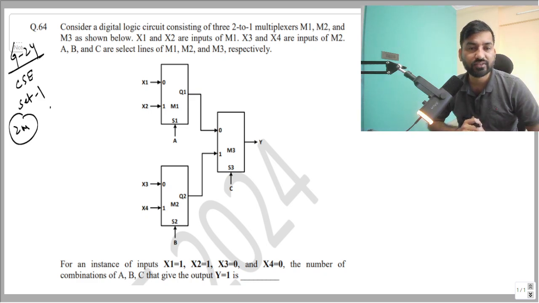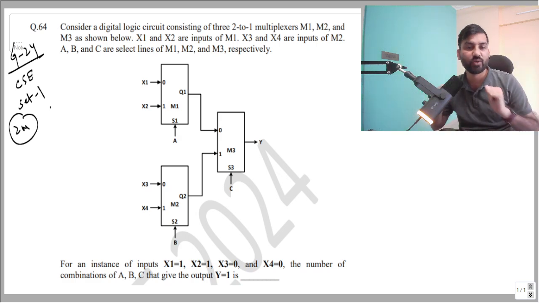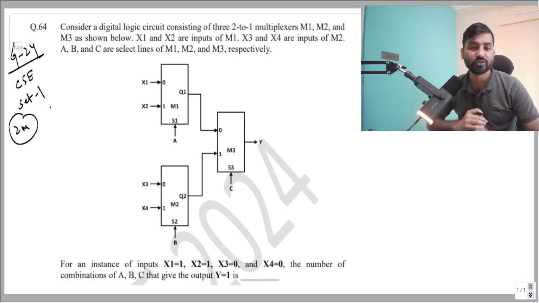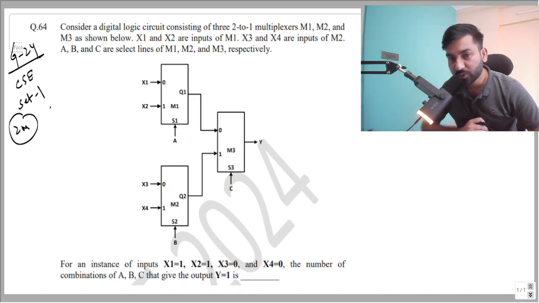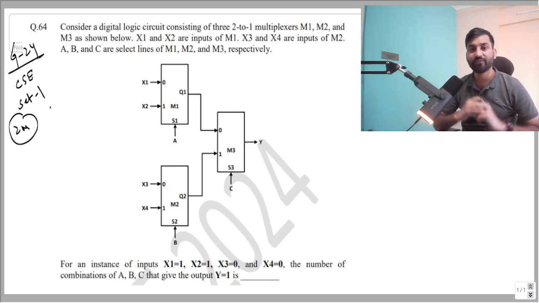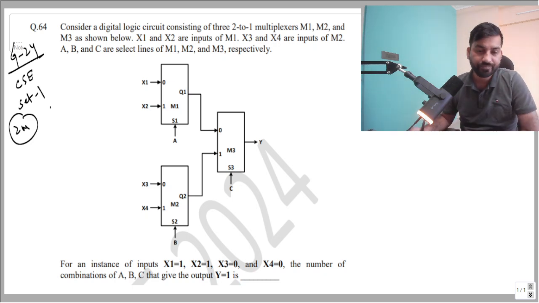For an instance of input, they have given some fixed inputs: X1 equal to 1, X2 equal to 1, X3 equal to 0, X4 equal to 0. The number of combinations of ABC that give the output Y equal to 1, meaning you need to find when the output is going to be logic high.